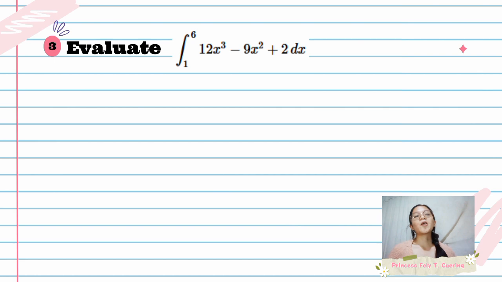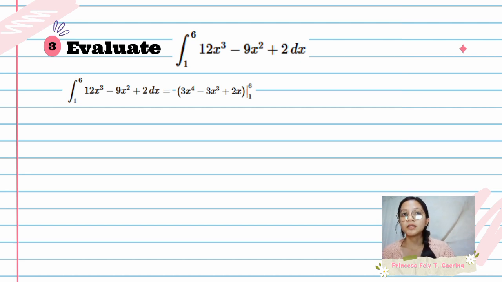Lastly is this problem. Evaluate the integration of 12x cubed minus 9x squared plus 2 dx from 1 to 6. Now this is kind of different from the other two problems since the integration is already set up. So we'll just have to skip that first step and proceed to finding the antiderivative, which is 3x to the fourth minus 3x cubed plus 2x from 1 to 6.